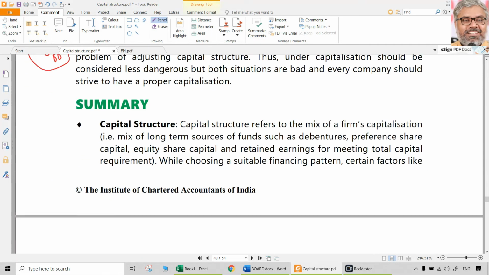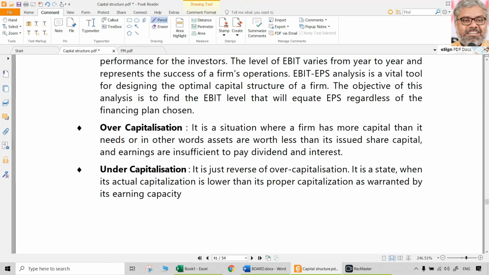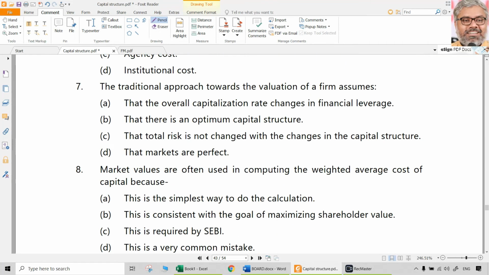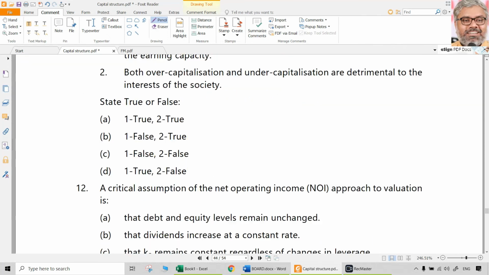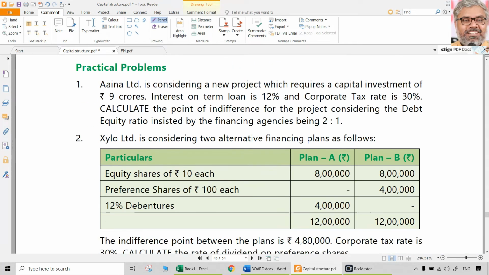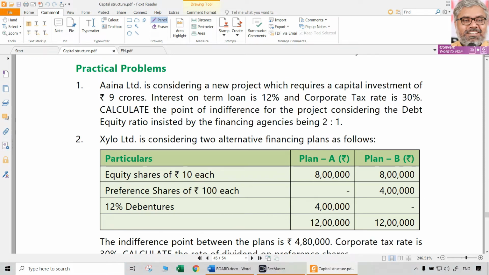That's it. That concludes this chapter on capital structure, consisting of capital structure theories, and also the EBIT, EPS and indifference analysis. And we solved some of the problems already within the chapter. Now let us continue to solve some more questions at the end of the chapter. Now look at problem number 1.